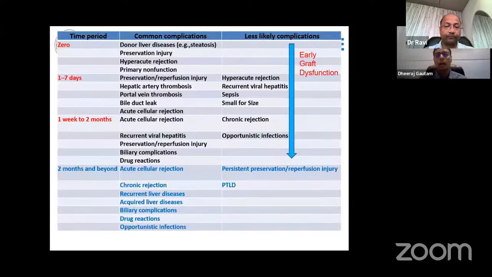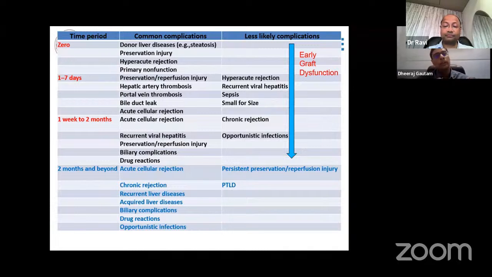I will give you a chart here. The pathology of the liver transplant depends mainly upon the time period. Like if you are doing the biopsy on day 0, then the common complications are donor disease, that is steatosis, preservation injury, hyperacute rejection, and primary non-function. And less likely, there's no less likely complication on day 0.